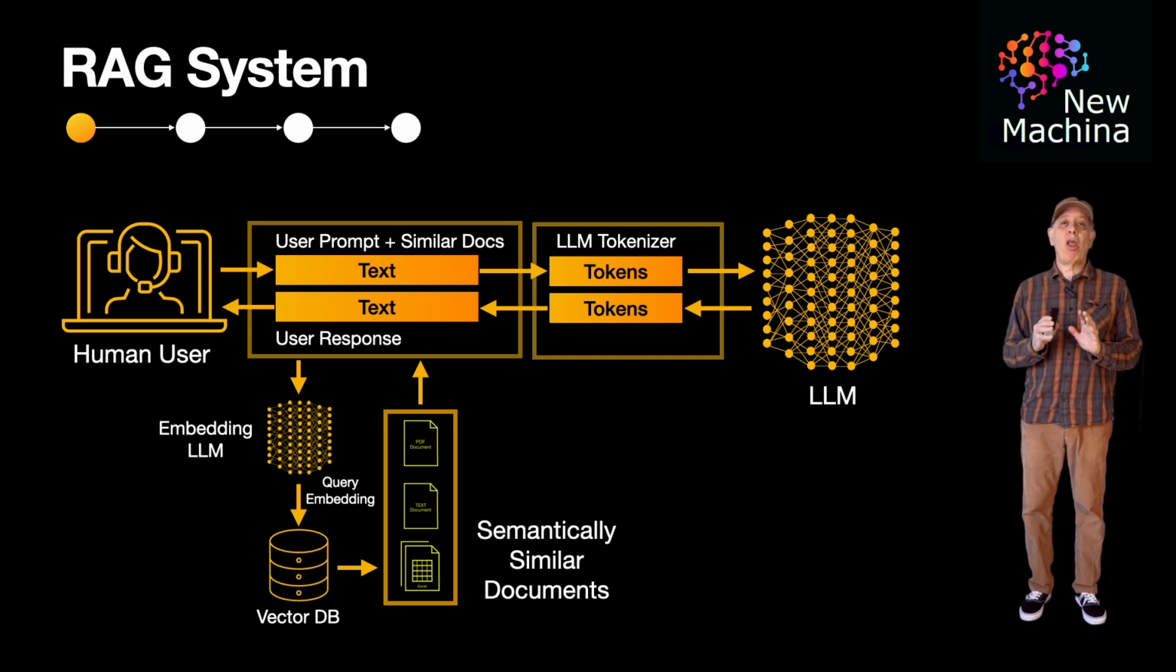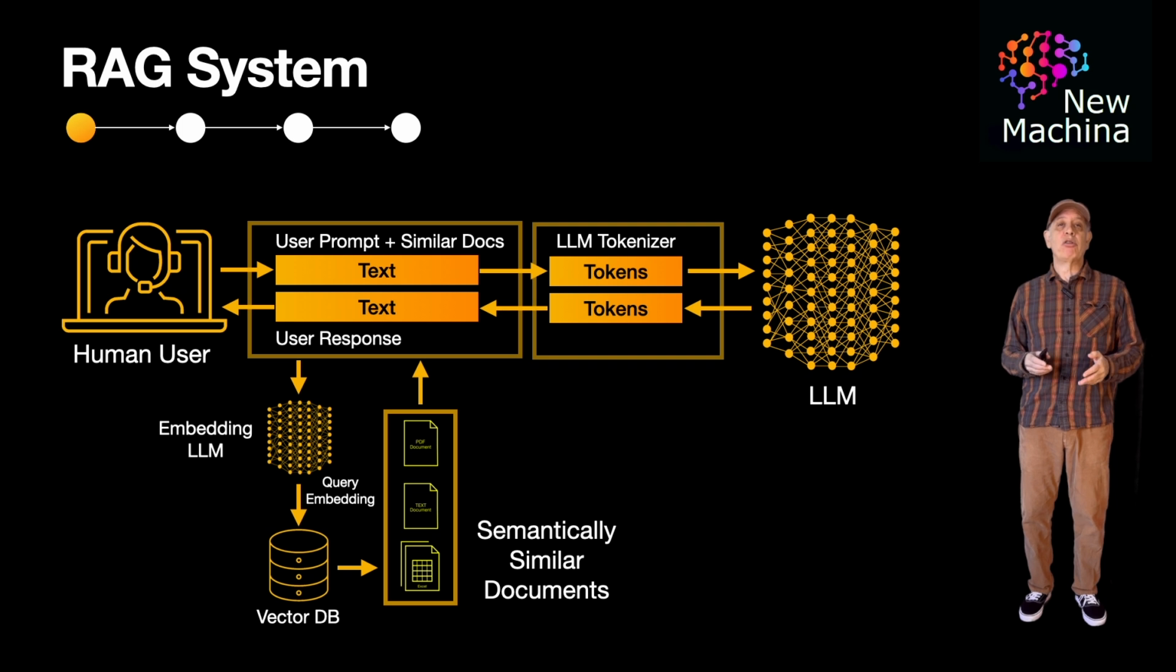So let me step through a flow for a typical user query in a RAG-based system. First, the user sends a user prompt to an LLM. The user prompt is submitted to an embedding LLM, which generates a query embedding. The query embedding is nothing more than a vector representation of the text in the user prompt. The RAG system uses this query embedding to perform a similarity search on a vector database. Semantically similar documents are returned from the vector database and then paired back up with the original user prompt and sent over to the LLM.